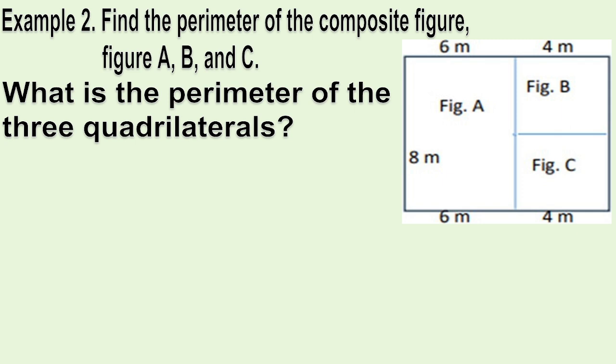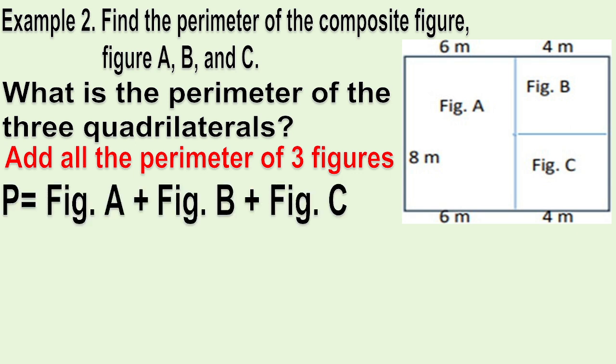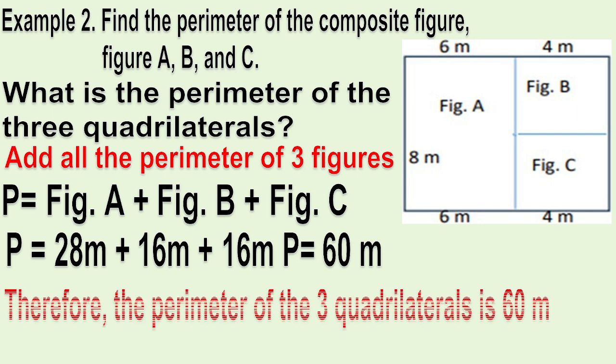So, what is the perimeter of the three quadrilaterals? So add all the perimeters of the three figures. So perimeter equals figure A plus figure B plus figure C. So figure A 28 meters plus figure B 16 meters plus figure C 16 meters. So 28 plus 16 plus 16 equals 60. Therefore, the perimeter of the three quadrilaterals is 60 meters.